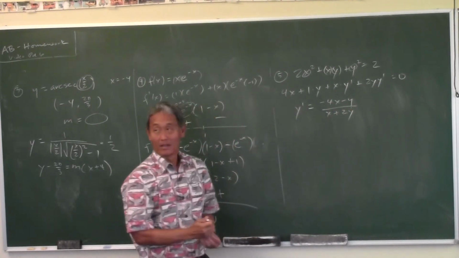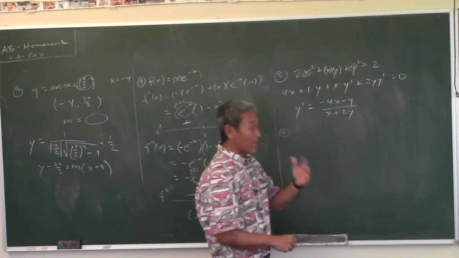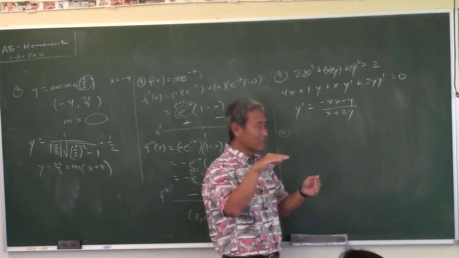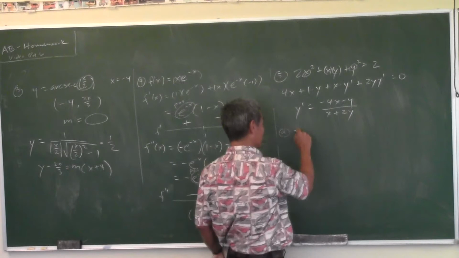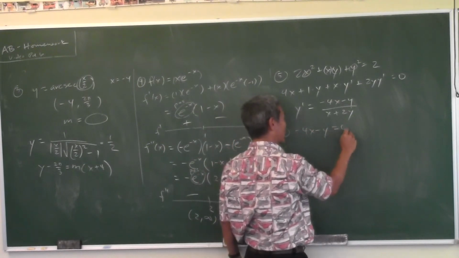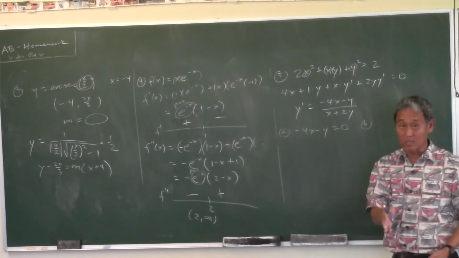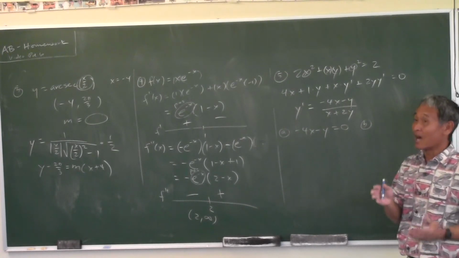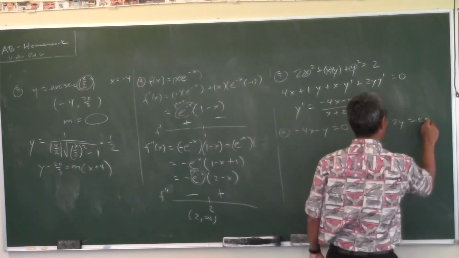That's the derivative. Now, for part A, when the tangent lines are horizontal, what's the slope of a horizontal line? 0. What makes this derivative 0? When the numerator is 0. So you set the numerator equal to 0. For part B, it says vertical. What's the slope of a vertical line? Undefined. So you make the denominator equal to 0.